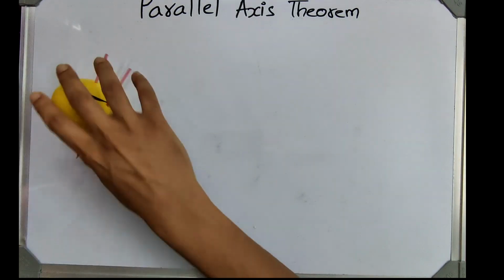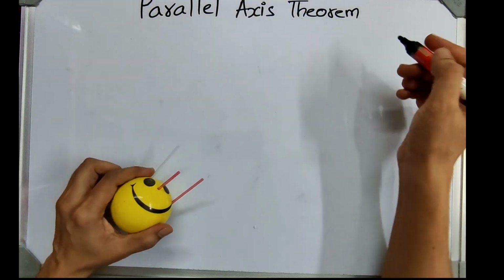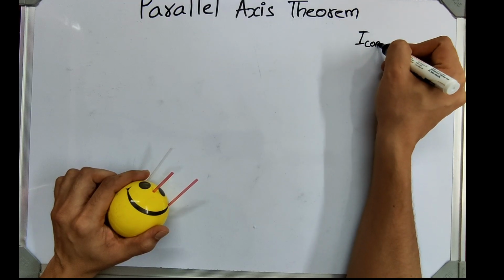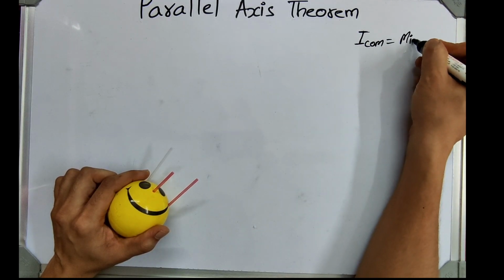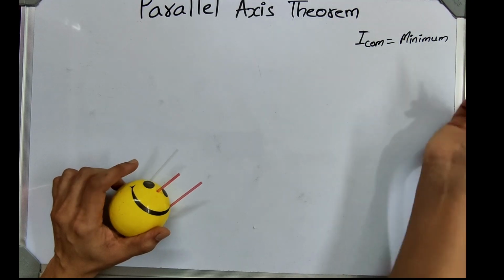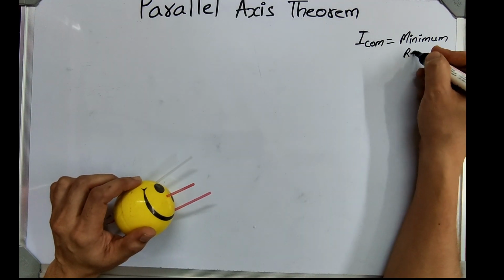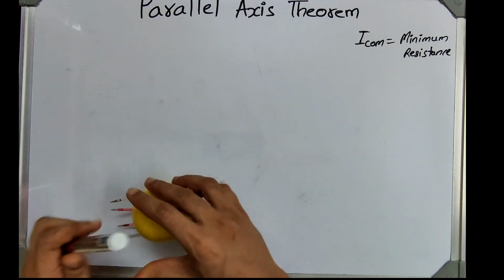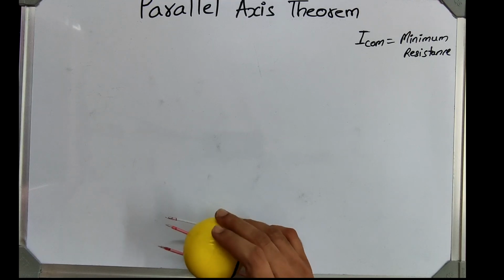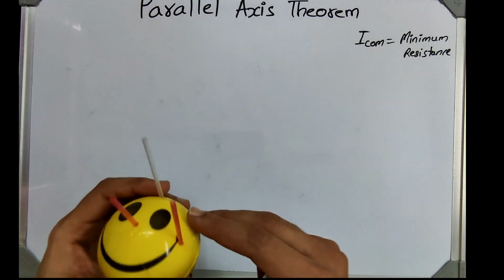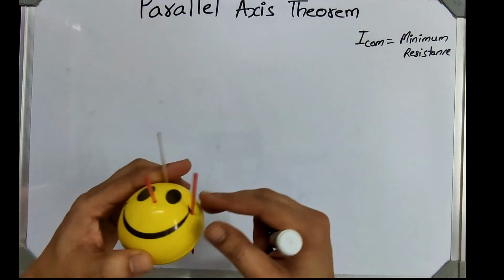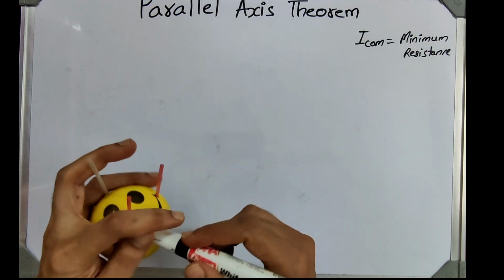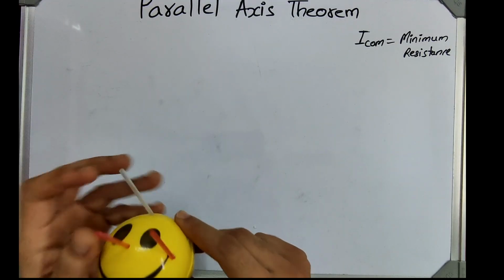So I can make a note here that the moment of inertia through the center of mass is the minimum value offered by a body, the minimum resistance offered by a body to rotation. I_COM is the moment of inertia through the center of mass. So what about the other axes then? Can I write anything about these two axes? They also offered a resistance, but that resistance was greater than the resistance offered by the center of mass.